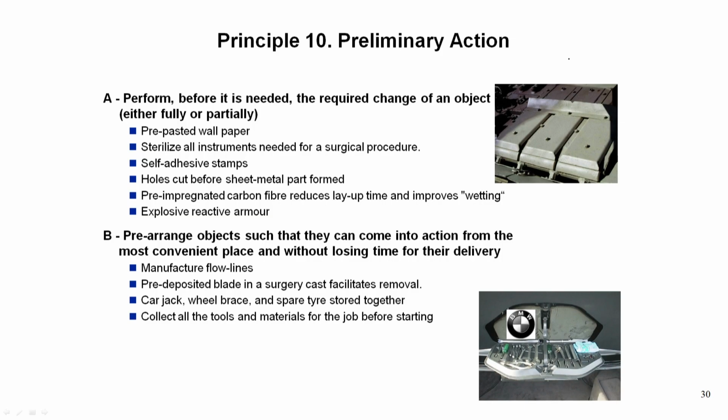Or pre-arrange objects, which is also important in the context of design of manufacturing systems. So, pre-arrange objects such that they can come into action from the most convenient place and without losing time for their delivery. Manufacturing, I said, flow line design is very important in that direction. There are many others like car jacks and other manufacturing related issues that use this preliminary action very much.